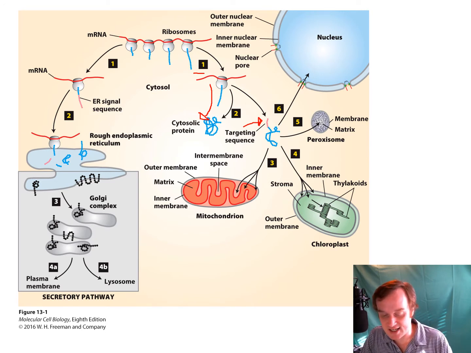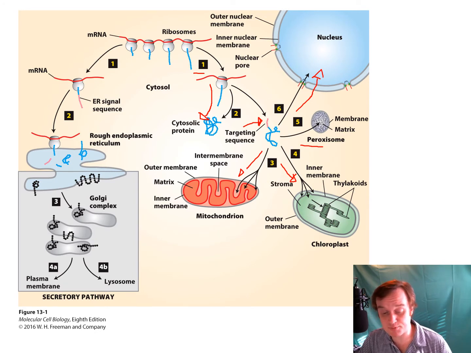You can see different targeting sequences will target proteins to mitochondria, if you're in plants to the chloroplast, to the peroxisome, and to the nucleus through these nuclear pores.